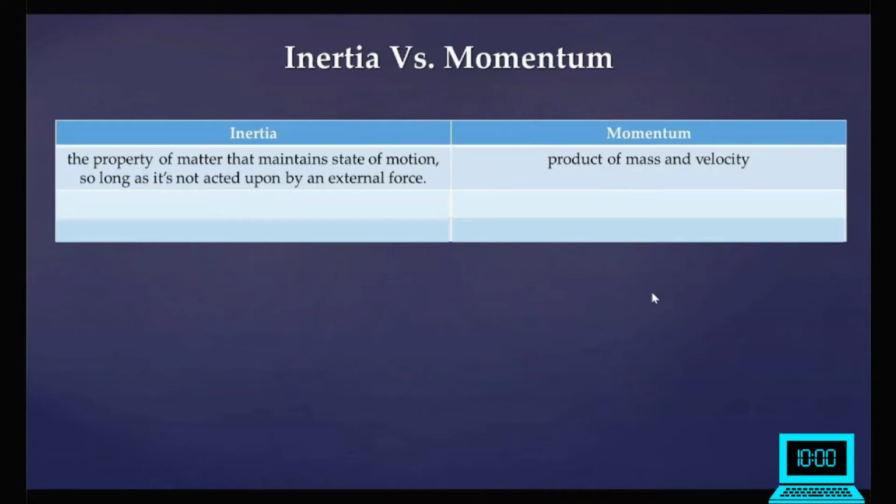Whereas momentum is the product of mass and velocity. And I think in everyday, colloquial language, people get these terms mixed up and use them interchangeably, but they actually are quite different, aren't they? So inertia is the resistance to the change in motion, and it maintains that state of motion. Whereas momentum is the amount of motion that something has.